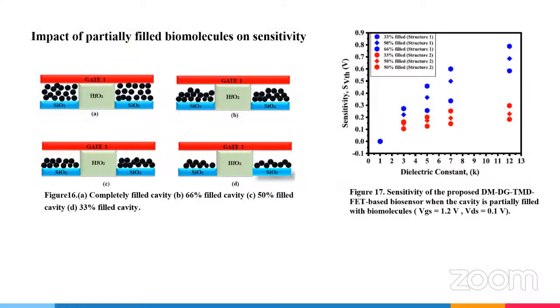We have also added the effect of partially filled cavities. Since in a practical scenario we have seen that uniform filling is not possible in the cavities, because when the biomolecules are being conjugated or hybridized, they already take the place and hinder the conjugation of the new biomolecules that want to get conjugated. So the filling is not uniform.